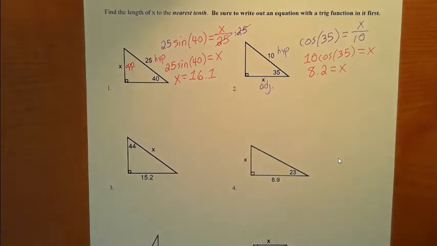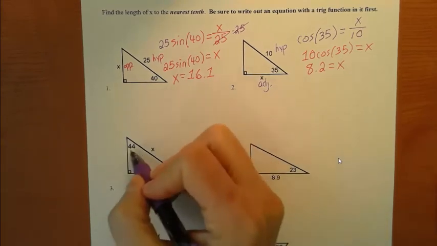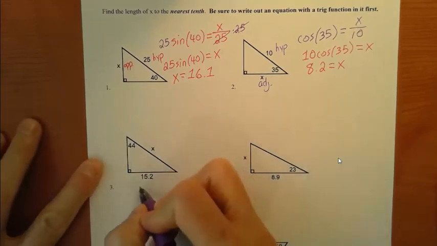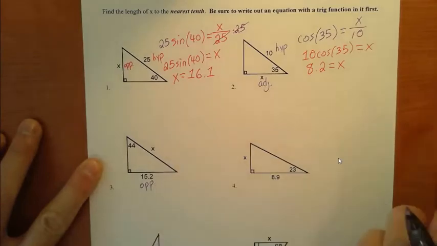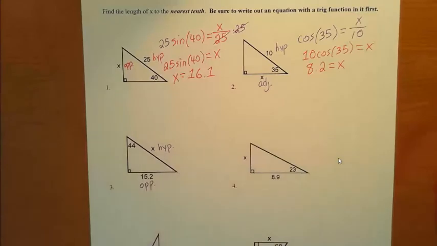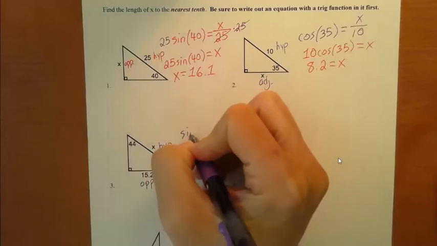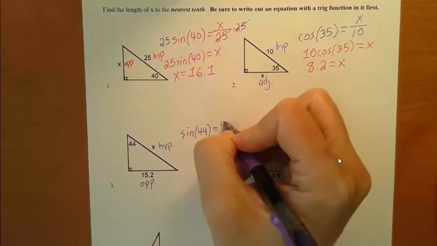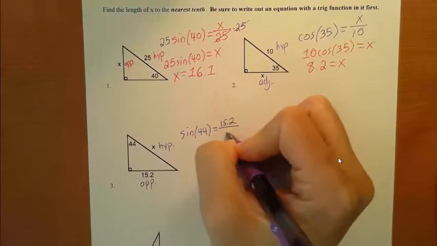In problem 3 and 4, we're going to see that change, and we're not going to just have sine and cosine and the x on the top. So in number 3, we have our 44-degree angle on the top left, so it's a different place. In relation to that angle, the 15.2 would be the opposite side. The x would be the hypotenuse side. Opposite of hypotenuse, like in number 1, is sine. So now we have the sine of 44 degrees is equal to 15.2, the opposite side, over x.